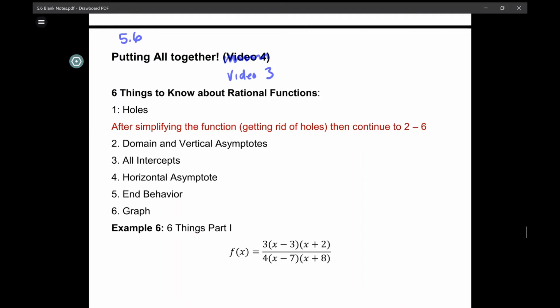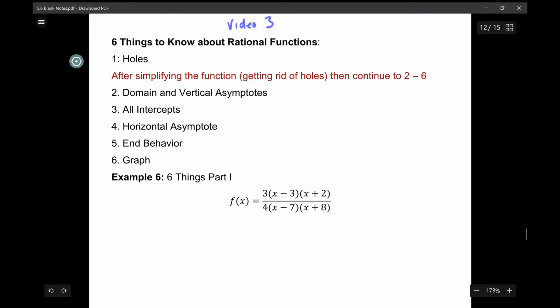All right, so let's get started with this first example. Let's start by checking for any holes. Well, there's not going to be any holes in this function because the numerator and the denominator don't share any factors. So we can say no holes, because there's no common factors in the numerator and denominator.